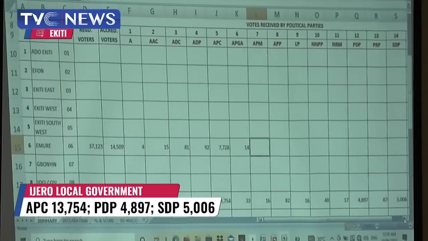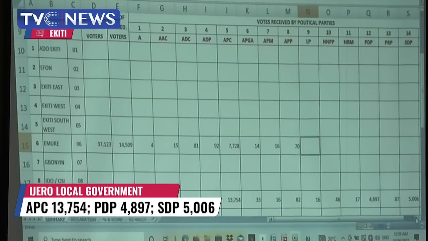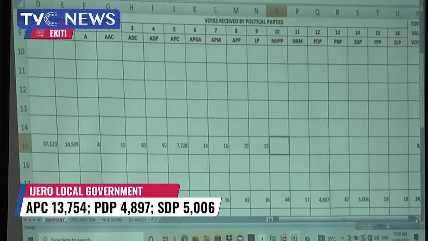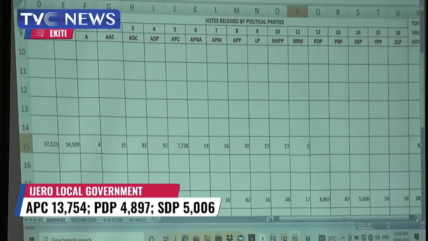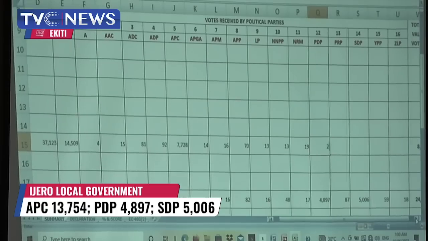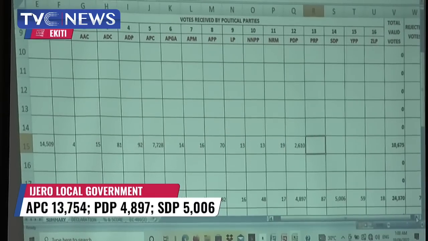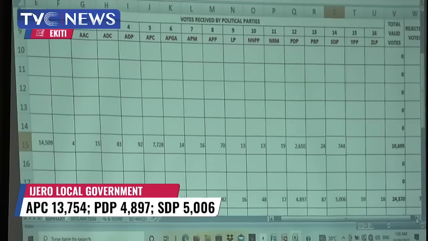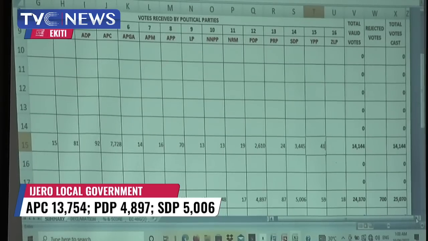APM, 16. APB, 70. LP, 13. NNPP, 13. NRM, 19. PDP, 2,610. PRP, 24. SDP, 3,445. YPP, 41. ZLP, 12.